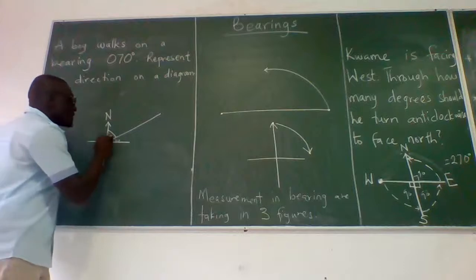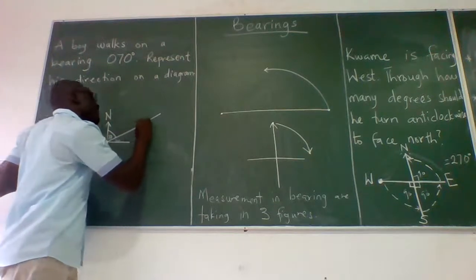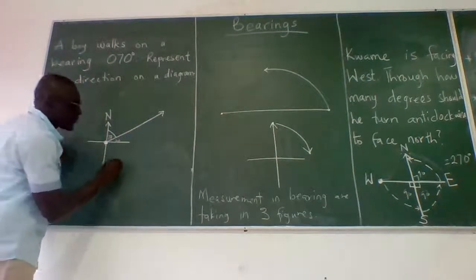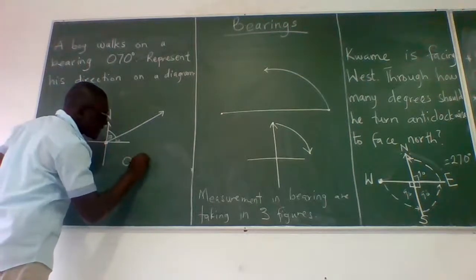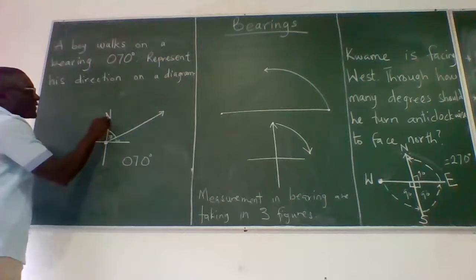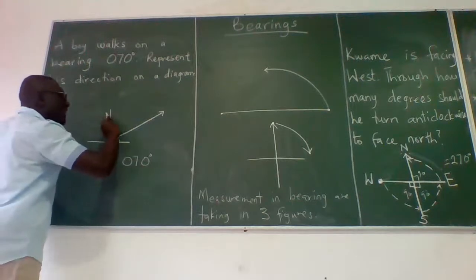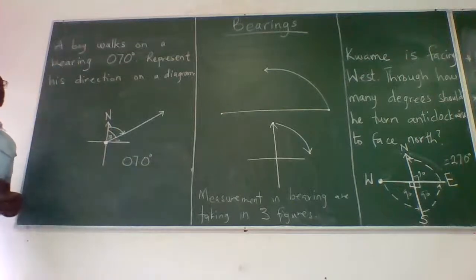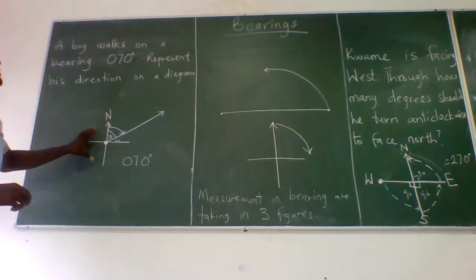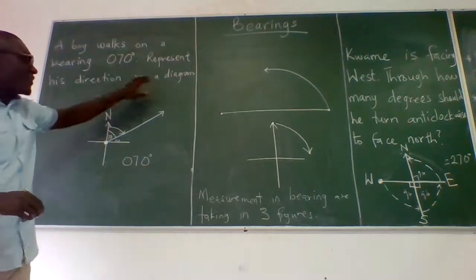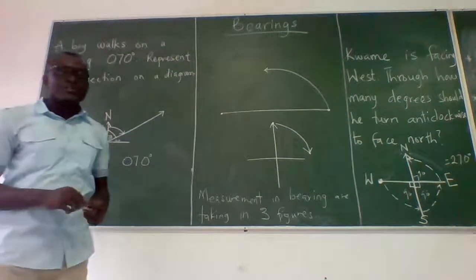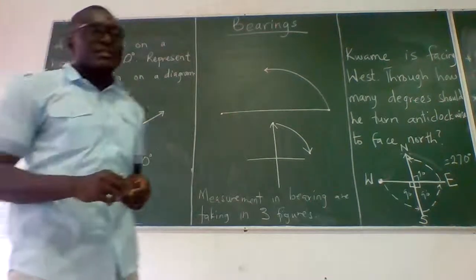So the boy is moving in this direction. And this bearing is what we call 070 degrees, because we are moving from the north and we make an angle of 70 degrees before we get to the direction through which the boy is moving. So this direction is what we need. So this diagram represents a boy walking on a bearing of 070 degrees.